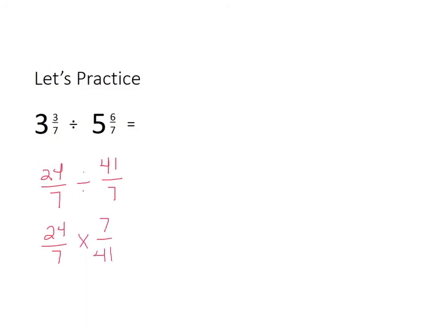Now we're going to look and see if there's any factors we can divide out. 7 and 7 is a numerator and denominator. They both share a common factor of 7. Divide them both by 7 and you get 1. Now let's look at 24 and 41. Do you think there's a common factor in there? Hopefully you said no. So we're going to multiply across. We get 24 over 41. Now, there is no way to reduce that, and it is proper. So this is our final answer.